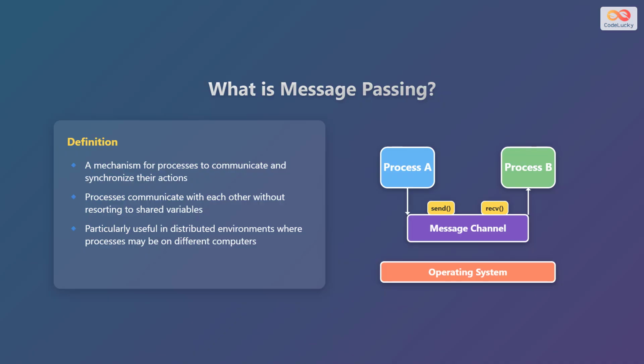Consider two processes, Process A and Process B. They communicate through a message channel, facilitated by the operating system. Process A uses a send operation to transmit a message, while Process B uses a receive operation to obtain the message.